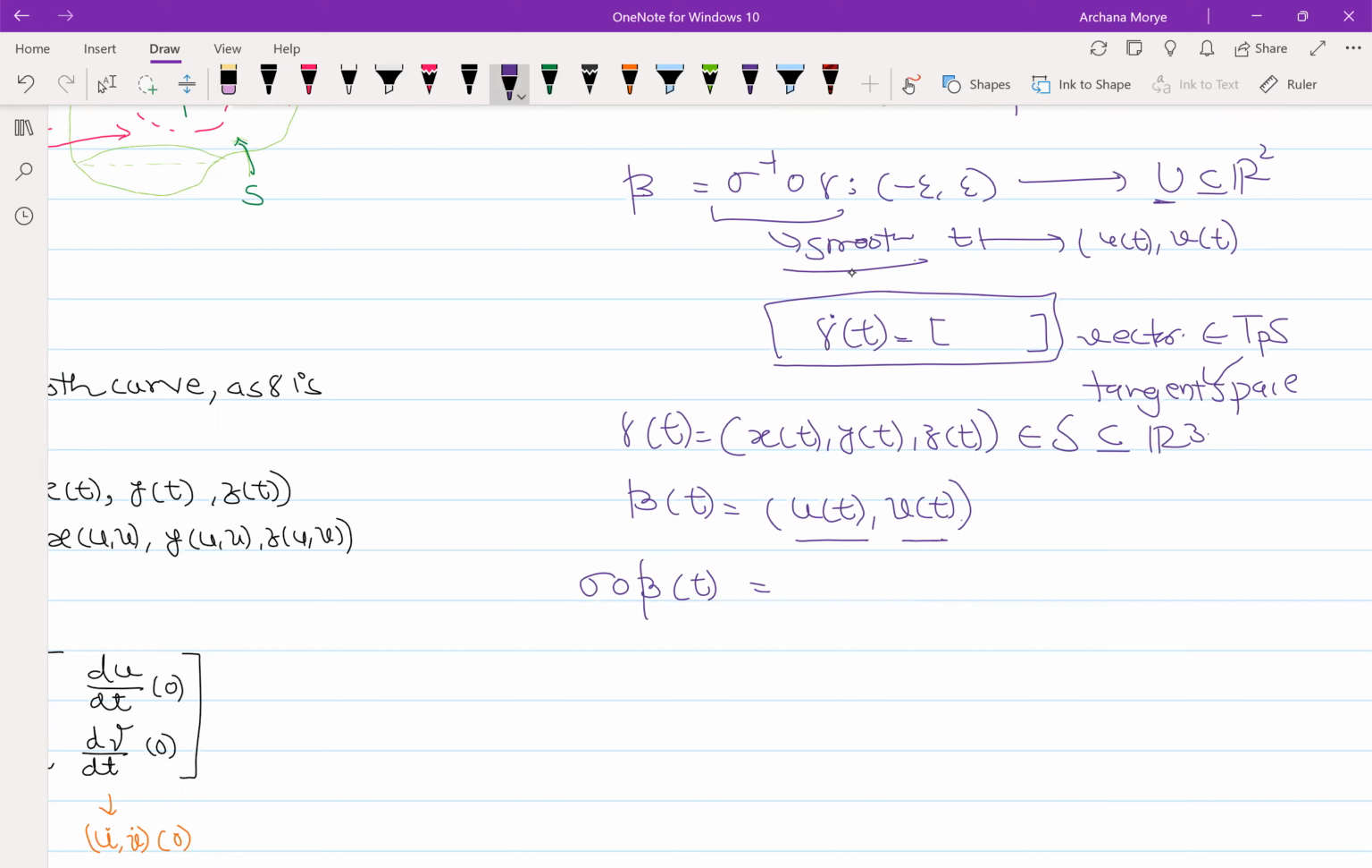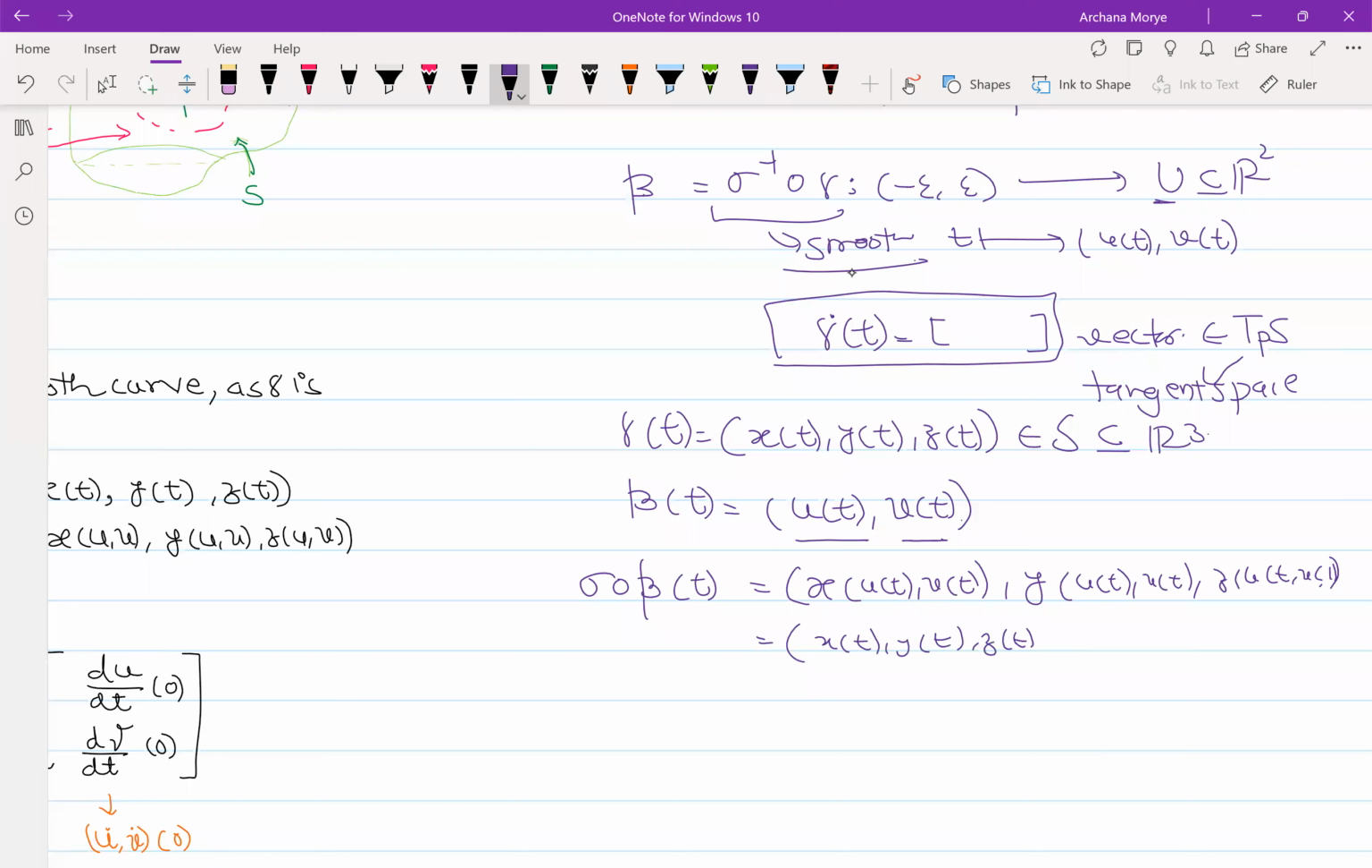So what will this be actually? This is going to be X of U(t), V(t), Y of U(t), V(t), and this is Z of U(t), V(t). And this is equal to our x(t), y(t), and z(t).